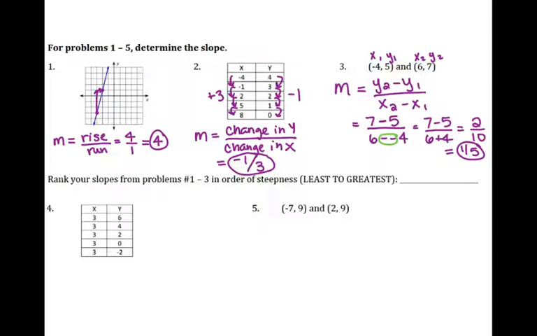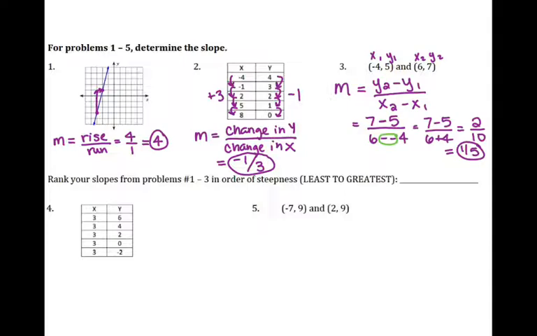And you are not paying attention to whether it is positive or negative, because your positive slope will just tell you that your line is moving up to the right. Your negative slope is going to tell you that your line is going down. So when we're talking about steepness, we're just looking at the numbers itself and not necessarily whether it's positive or negative.